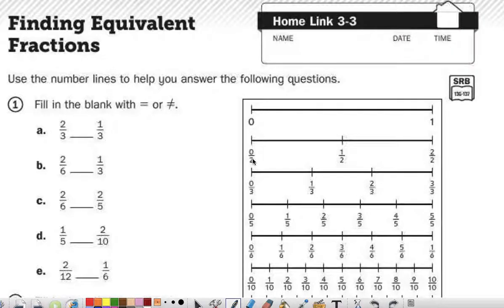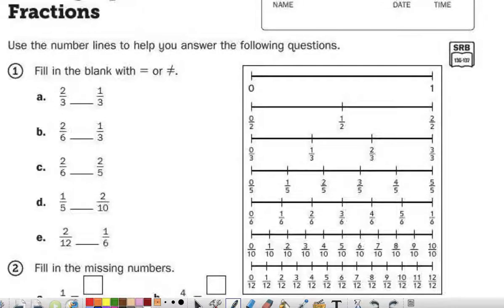For lesson 3.3, we're continuing to find equivalent fractions, but this time we're using a number line to help us. So we have to fill in the blanks with either an equal to sign or a not equal to sign, so telling whether these two fractions are equivalent or not. 2/3 and 1/3. Here's 1/3, here's 2/3. They are not equivalent. In fact, 2/3 would be greater than 1/3.